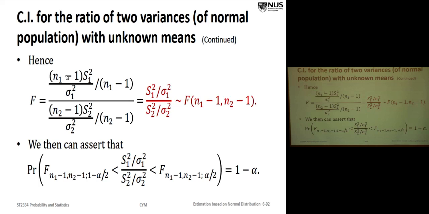Okay, so obviously in this numerator this factor cancels, and in the denominator this factor cancels. So this statistic F is precisely S1 squared over sigma 1 squared divided by S2 squared over sigma 2 squared. And by definition, this thing over this thing is precisely F distributed on n1 minus 1 and n2 minus 1 degrees of freedom. Okay, and remember, that's basically the idea.